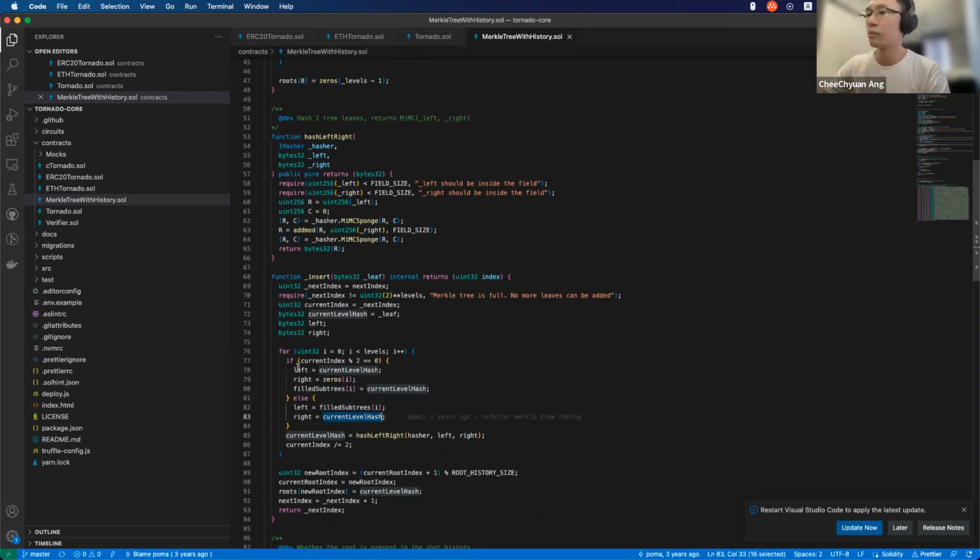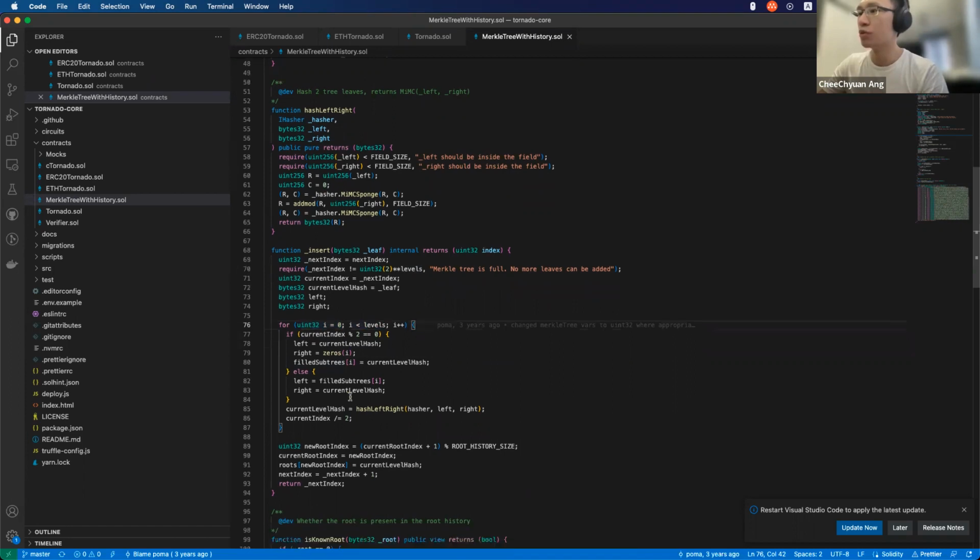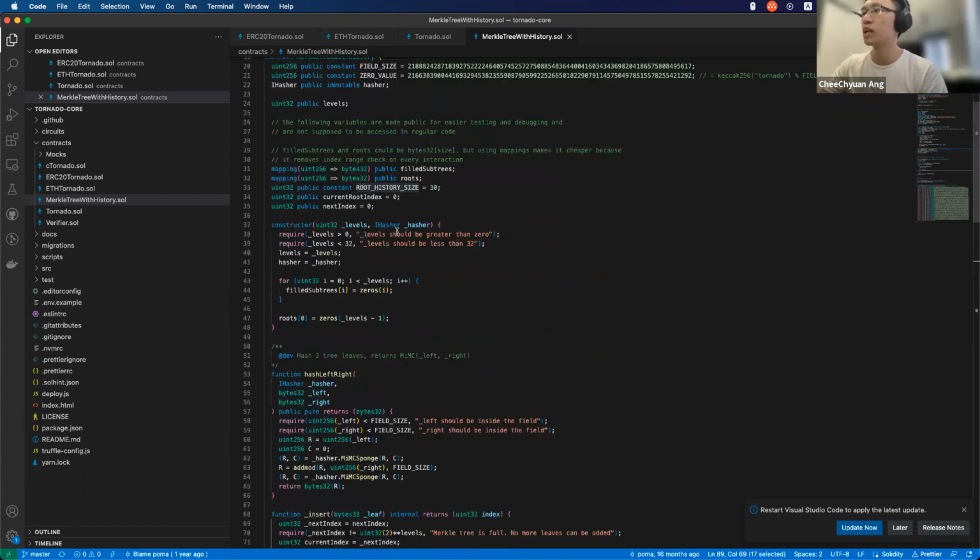And then this one starts from the base layer, and because it's a for loop, it just moves up the tree. So at the base layer, and then the second lowest layer, third lowest layer, and so on and so forth, until finally, when you reach the topmost layer, we know that the current level hash is now our root, and then we store it into our root ring buffer. And yeah, this is the root history size that I was talking about. It supports only 30.